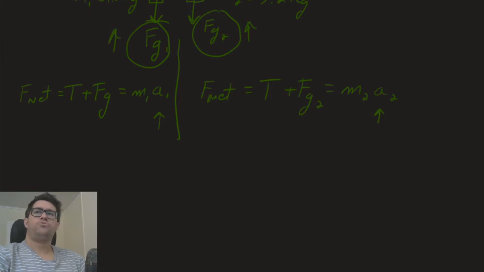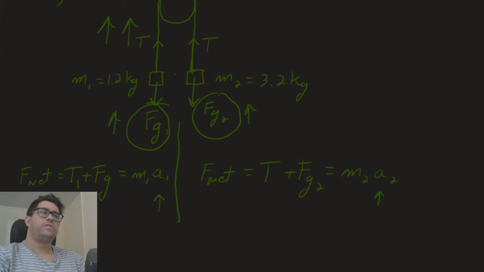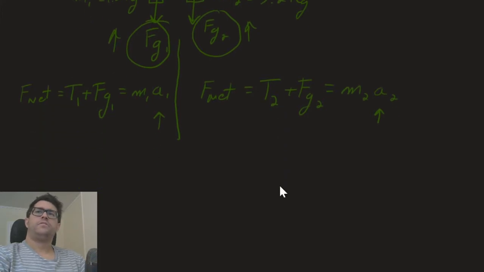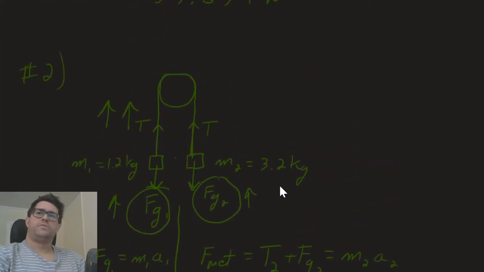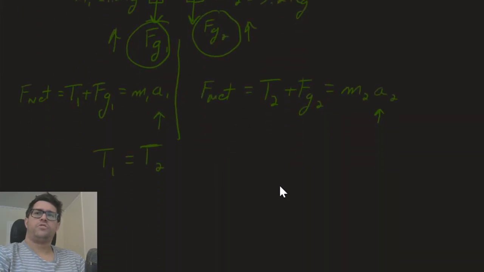Because I can put 1 and 2s everywhere. Like I can put a T1 and a T2. And I can put Fg1 and Fg2. But for some of them, they are the same. So if I write like this, we can say that T1 is equal to T2. First off, right off the bat, they're equal. They're the same. They're just T, or just call it T.